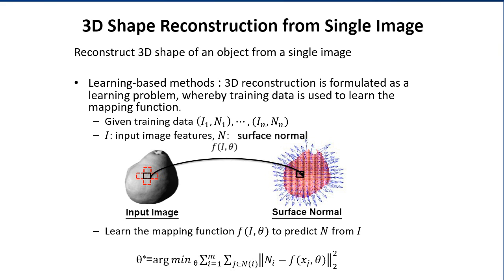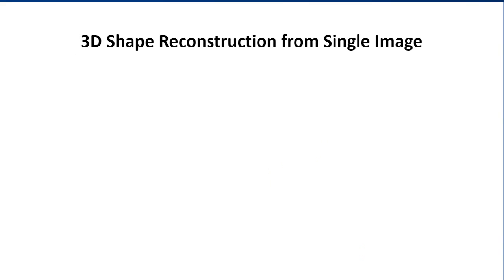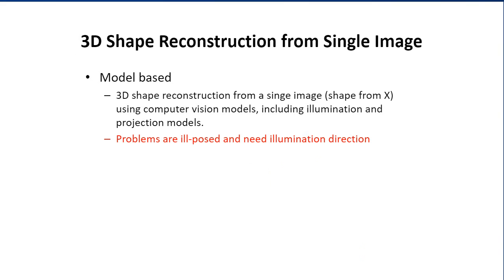This method cannot generalize well. It works only for the kinds of objects and shapes that appear in the training data. On the other hand, there's the model-based method, which is typically 3D reconstruction from a single image. This is typically called shape from X, for example, shape from shading, using a computer vision model, in particular an illumination model. But this method is typically ill-posed, and it needs to know the illumination direction.